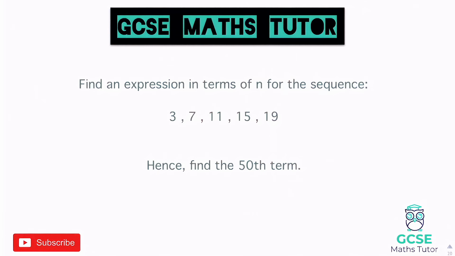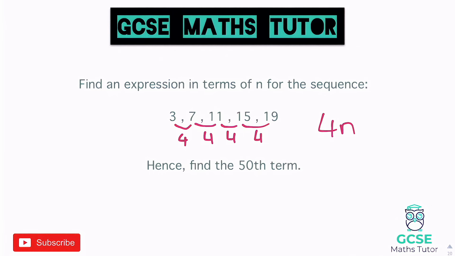So find an expression in terms of n for this sequence. So we're going to do the nth term, and then it says hence find the 50th term. So what I always like to do is draw these little loops just to see what times table this is related to, and from 3 to 7 it goes up by 4, and then it keeps going up by 4. So this is related to the 4 times table. Now the expression for the 4 times table is 4n, if we do it in terms of n.